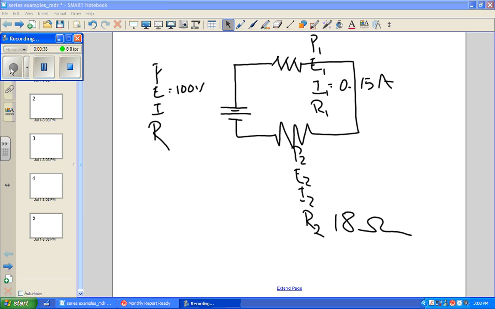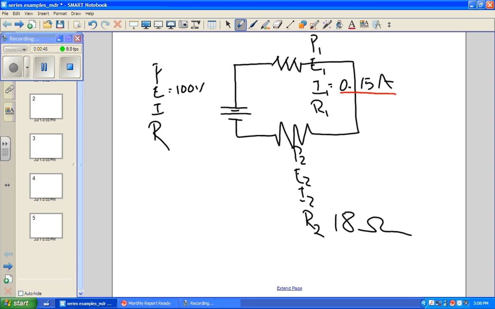So we have a couple of pieces of information. And one thing we always look for in a series problem is the current. So we know the current is constant, so we're going to take that and put it everywhere else also. So now we have a current here and we have a current here, and we can find out lots of things, right?